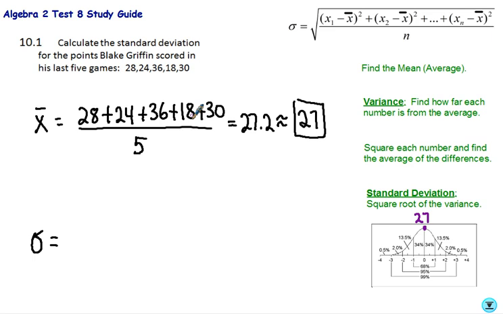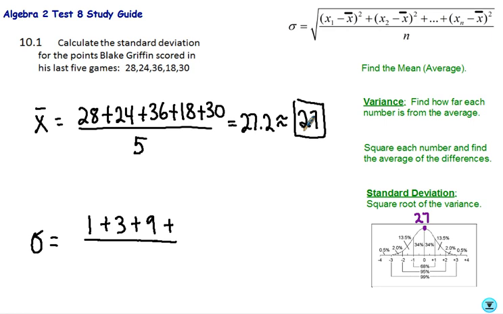So what I want to do is compare each one of these numbers to the average. So for instance, 28 is 1 away from the average of 27. 24 is 3 away from the average of 27. 36 is 9 away. So all I'm doing is finding the difference between each number and the average. It doesn't matter if the number's above or below the average, I'm just saying how far away. Think of it in terms of distance.